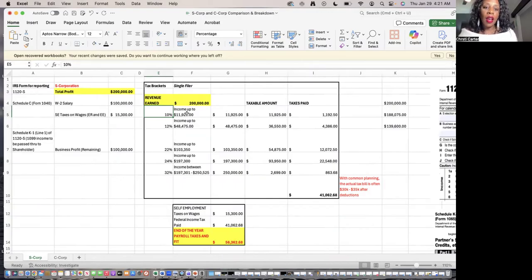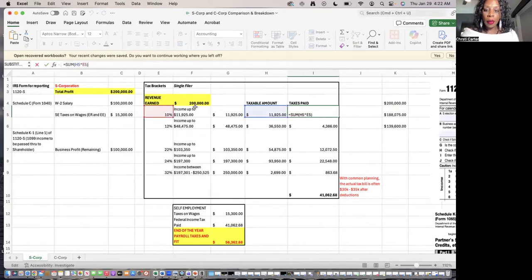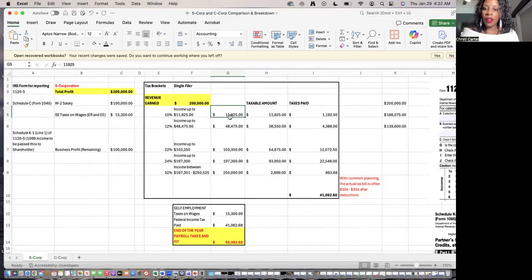So for instance, on income up to $11,925, you are set to pay 10% on that. And of course, 10% of $11,925 is $1,192. And as you can see, I did the math in this spreadsheet, and that's exactly what it equals. Because you made more than $11,925, we're going to keep going.